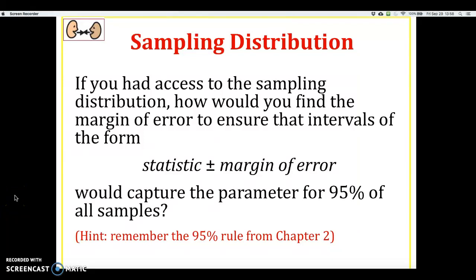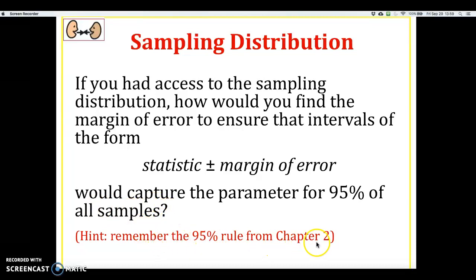Welcome. We're going to continue to look at section 3.2 and looking at a sampling distribution. So if you had access to a sampling distribution, how would you find the margin of error? We're looking at confidence intervals, margins of error, interval estimates, and you want to make sure that your intervals have the form your statistic, whatever it may be, plus or minus a margin of error. And we want to make sure to capture the parameter for 95% of all samples.